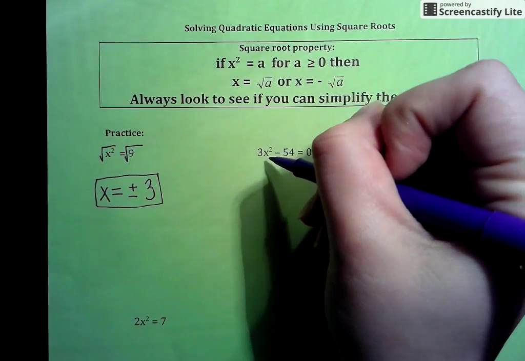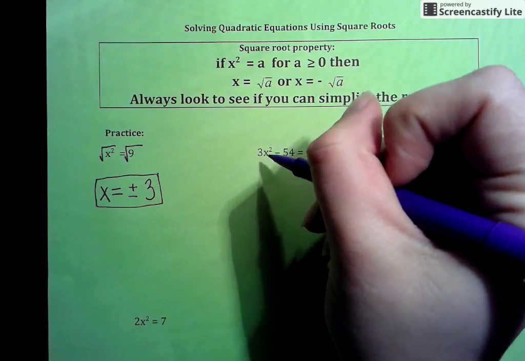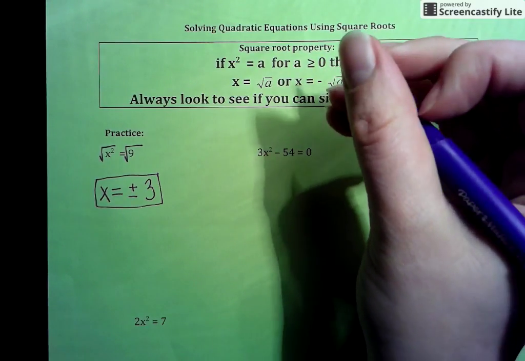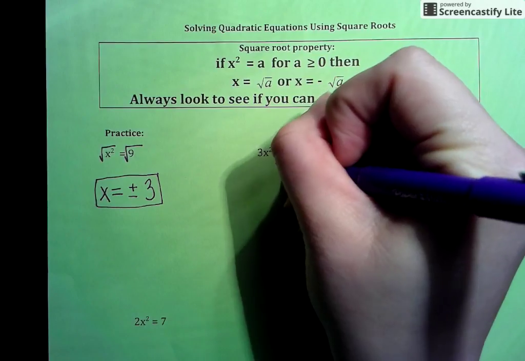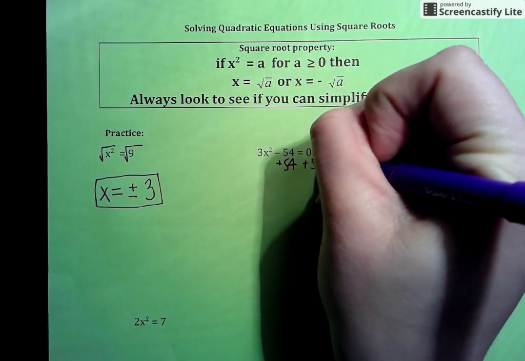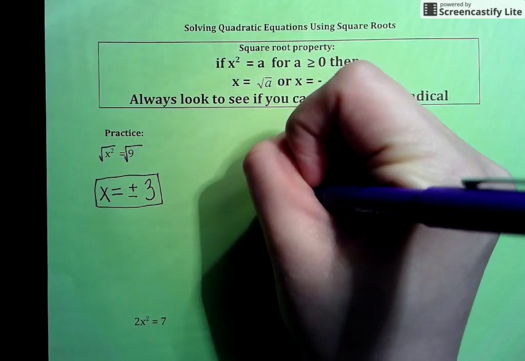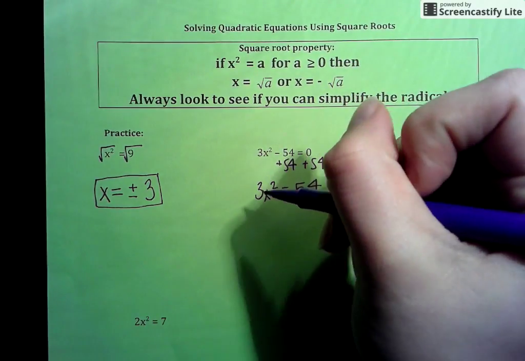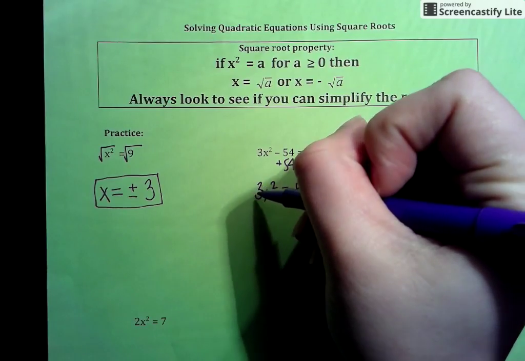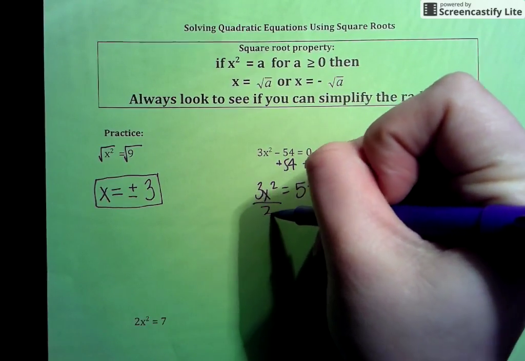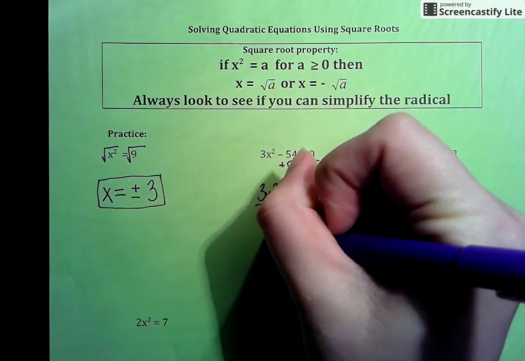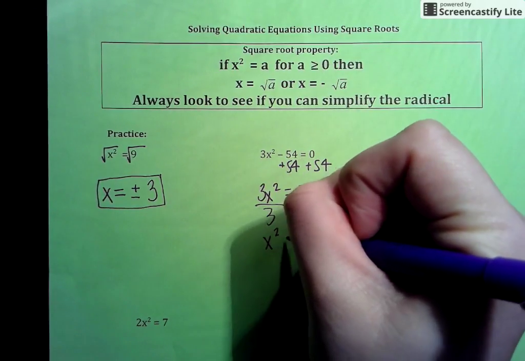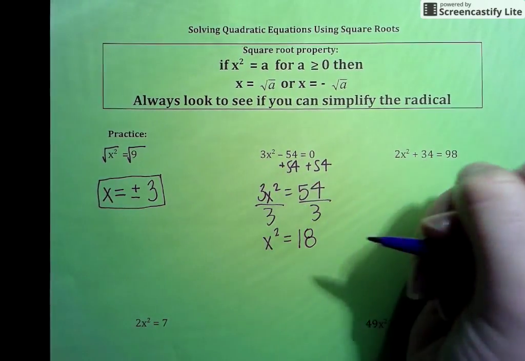In this one, again, we want to get x by itself, so we're trying to solve for x. I'm going to add 54 on both sides, so I have 3x squared equals 54. I still have to get x by itself. This is multiplication between the 3 and the x squared, so I'm going to divide by 3, and I get x squared equals 18.